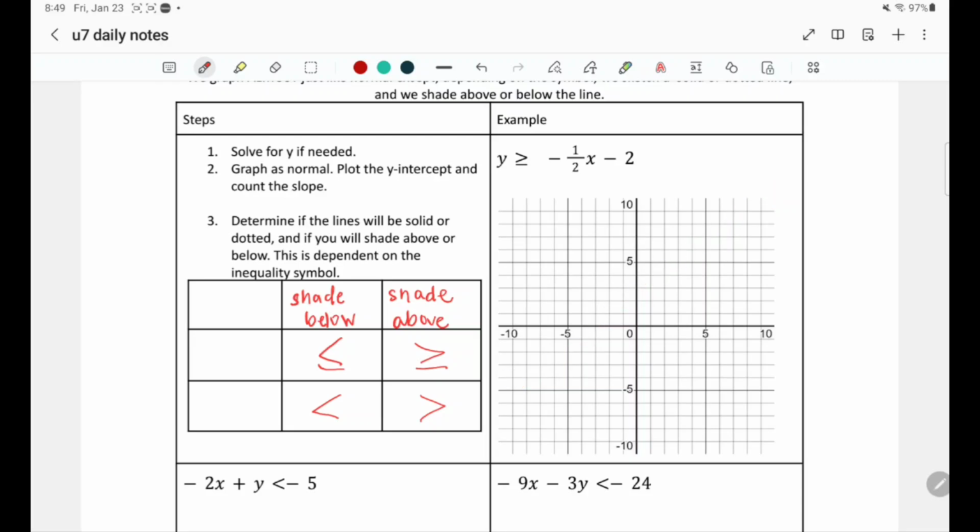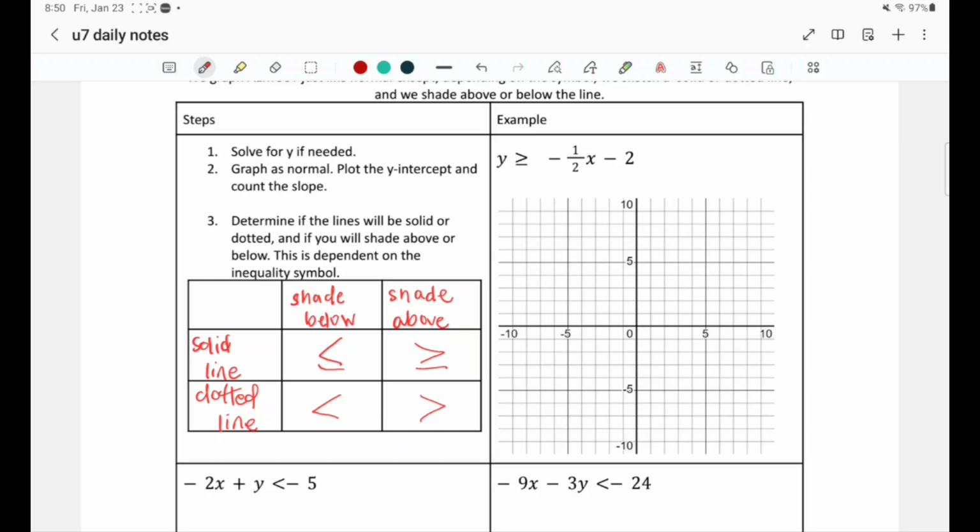Then instead of having a closed circle on the dot, remember doing this with compound inequalities, closed circles or open circles, we do a solid line versus a dotted line. There's no rhyme or reason other than this is just how we decided to represent these different symbols on a graph.